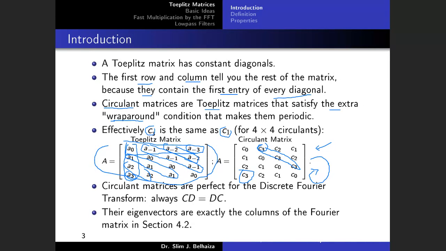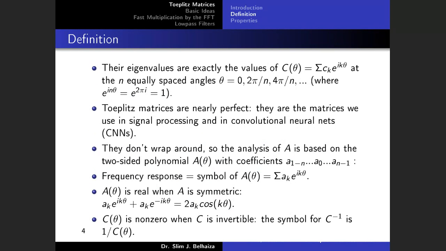So circulant matrices are considered to be perfect for the discrete Fourier transform, because they always have this property that CD equals DC. If you multiply two circulant matrices, CD and DC, you always have this kind of commutativity condition for the multiplication. And their eigenvectors are exactly, as you've seen before, the columns of the Fourier matrix, as we've seen in section 4.2.